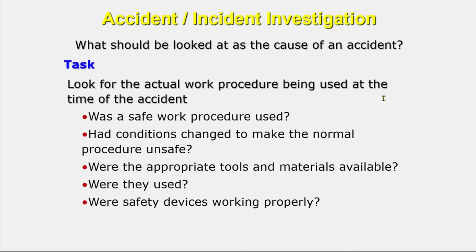What should we look at the scene of incidents? Task. Look for the actual work procedure being used at the time of the incident. Once an incident happens at site, ask for procedures, method statement, risk assessment, TSA and other related documents. What procedure are they using for this work? There may be variation from the procedure, and the practical task may be very far from the procedures. Had a condition changed to make a normal procedure unsafe?